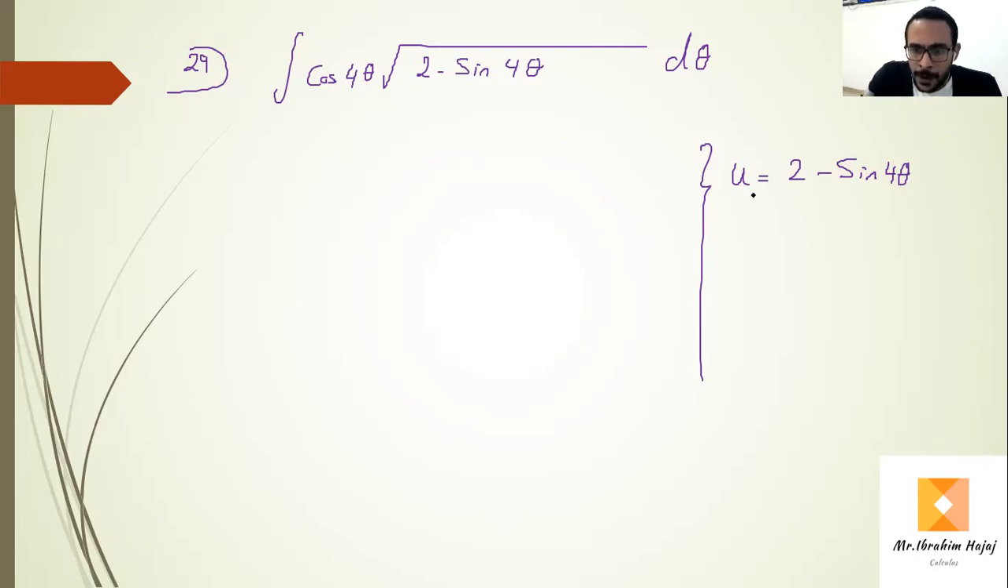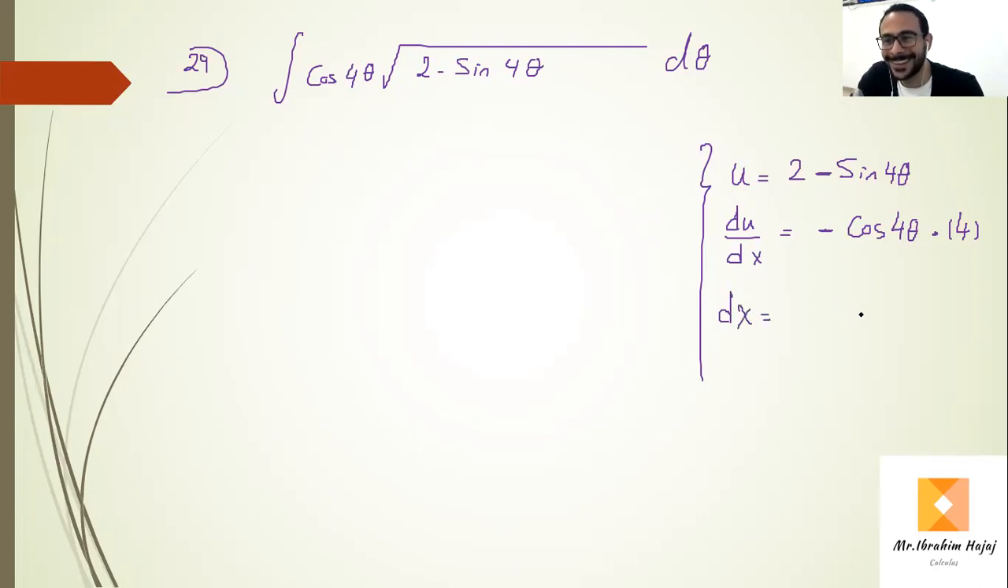Okay. Yes. Do I continue? Continue on this one. du over dx is equal to the derivative of sine, which is cosine: negative cosine 4 theta times 4. So dx is equal to du over negative cosine 4 theta times 4. Yes. Okay, we substitute.